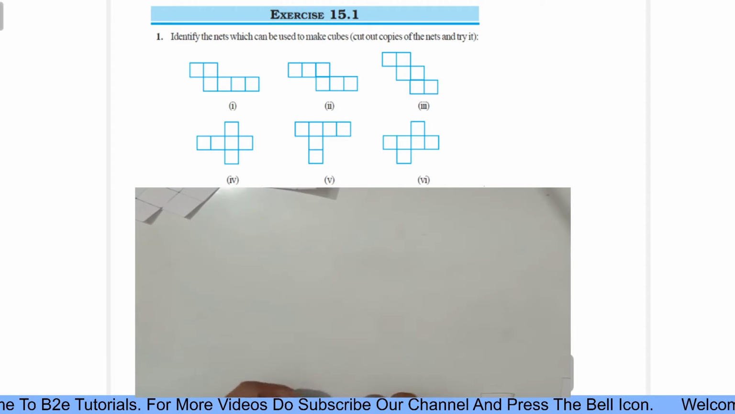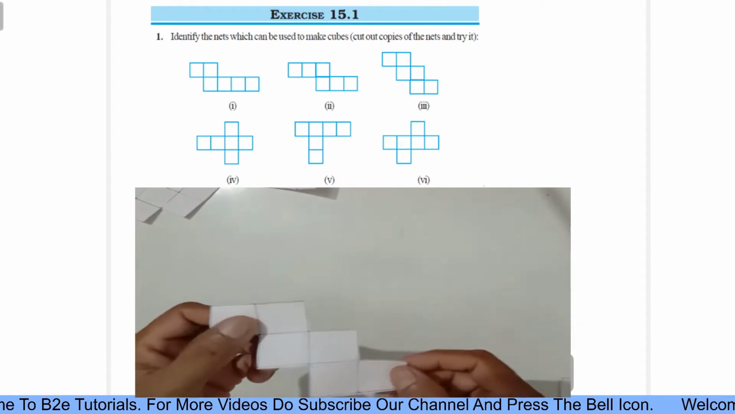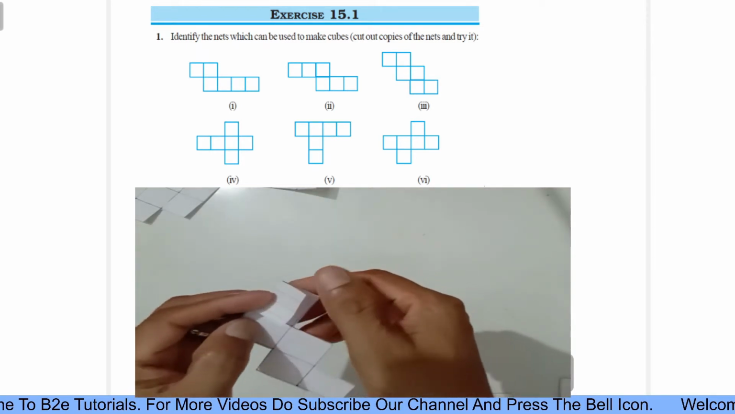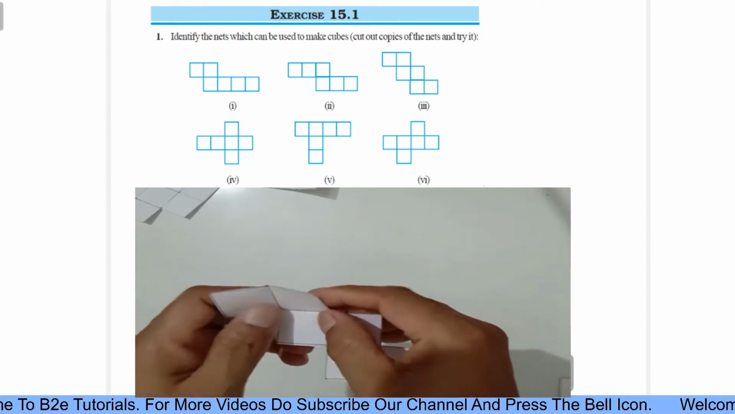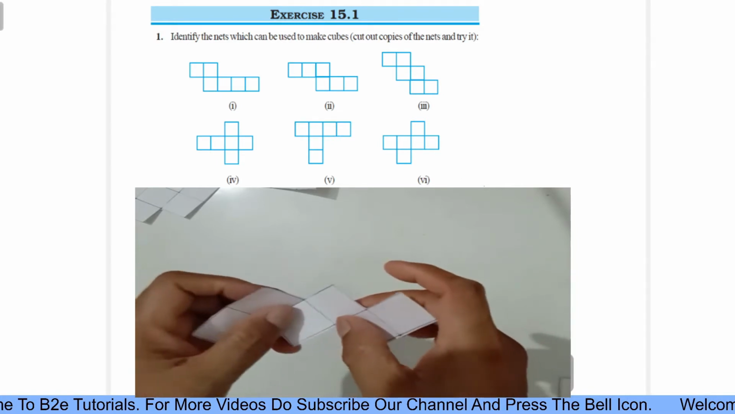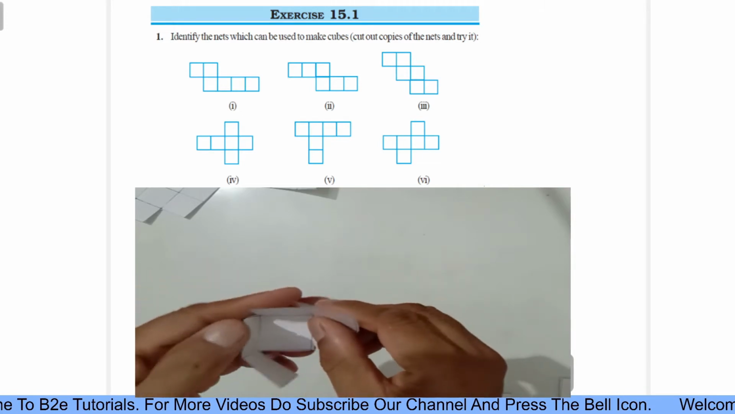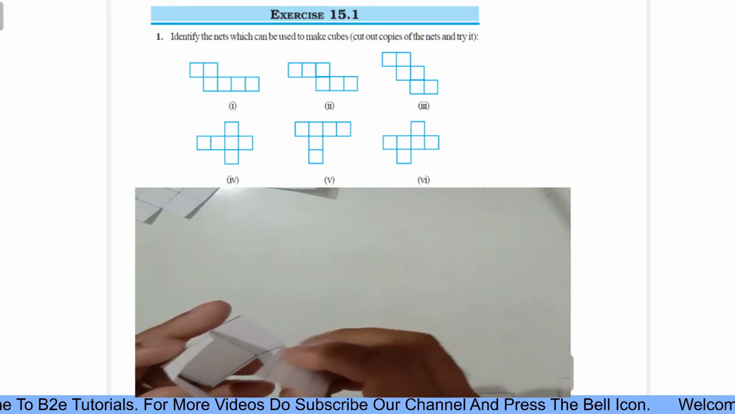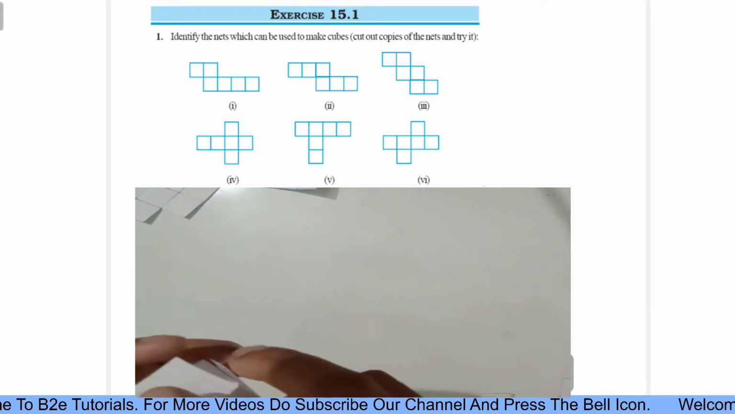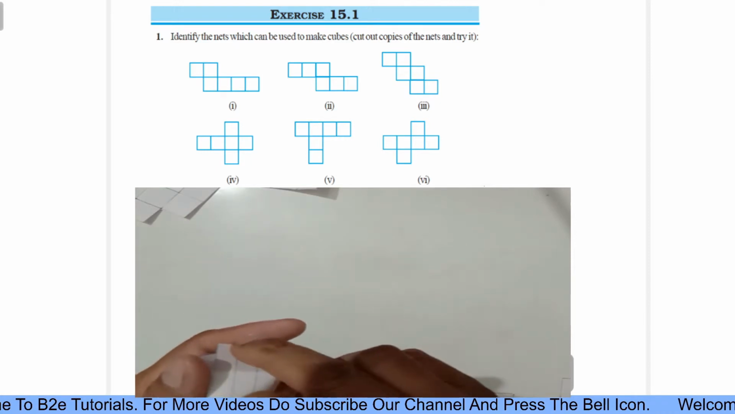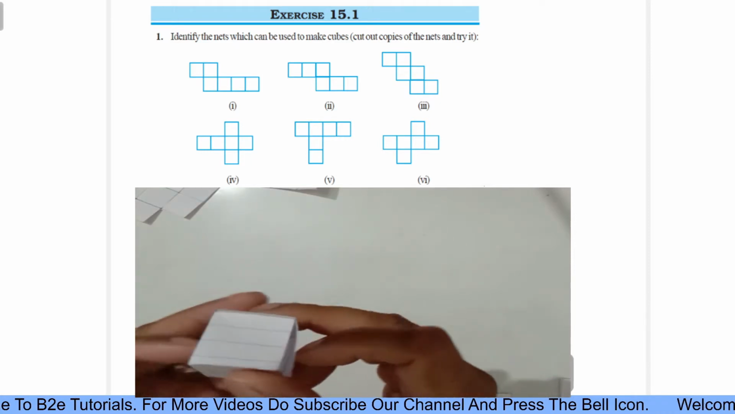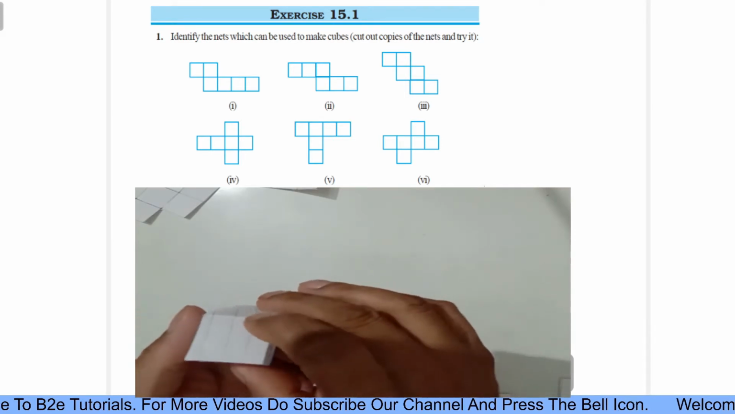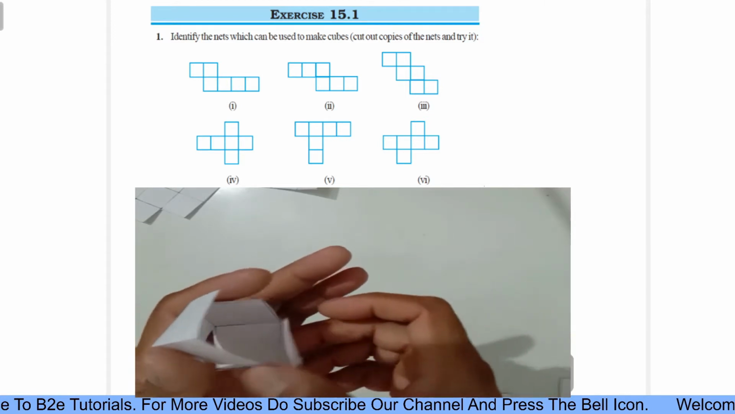Then come to third part. See, this is the net of third part. If you fold it from here, then from here, then from here, and then from here, and from here. See, fold it and join it. Here again, you will get a cube. It is a closed cube. See, it means this is the net of a cube.